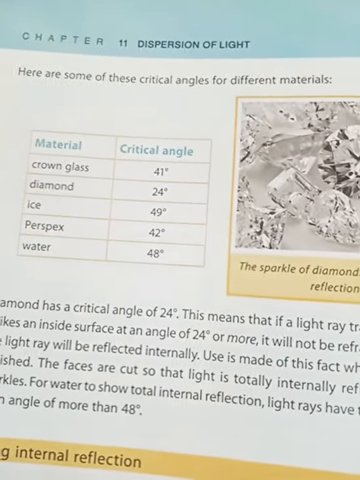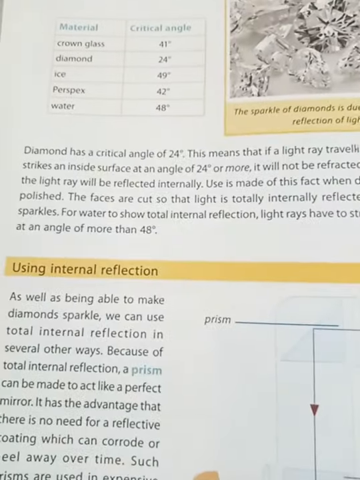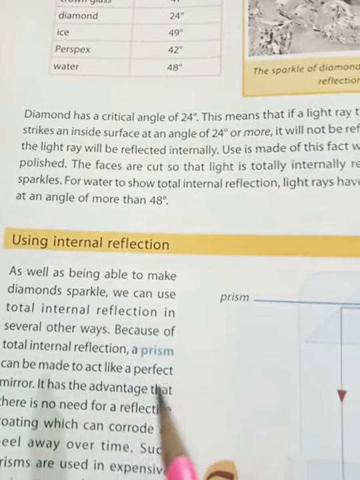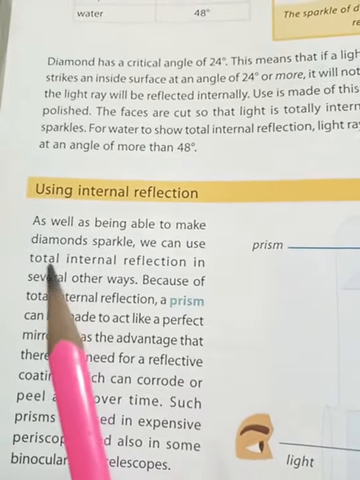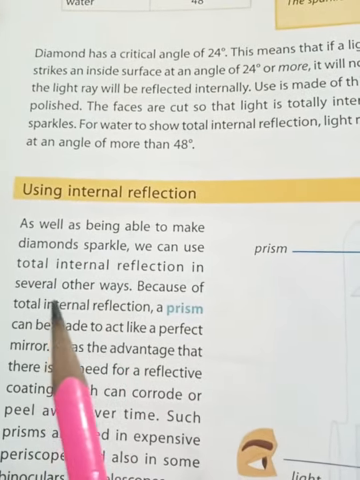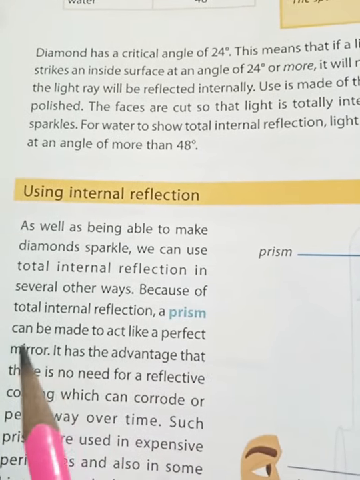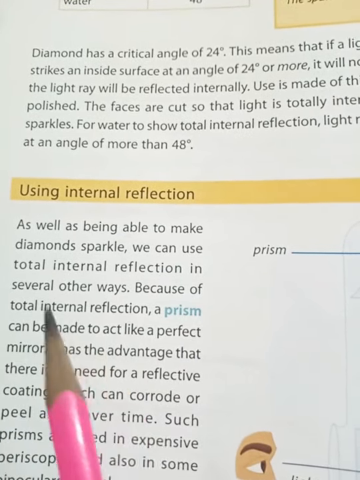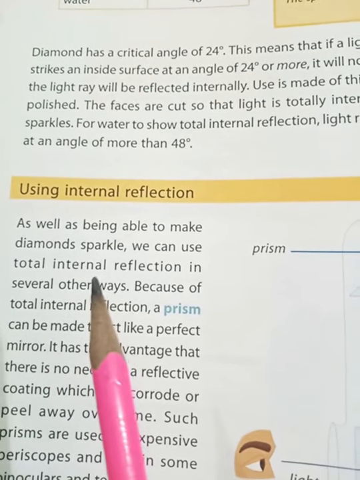This is our page number 136, and this is the continuation of chapter 11, dispersion of light. Yesterday we talked about total internal reflection. Now we are going to study the uses of total internal reflection. As well as being able to make diamonds sparkle, we can use total internal reflection in several other ways. One use we have studied is that it is used to make diamonds sparkle.